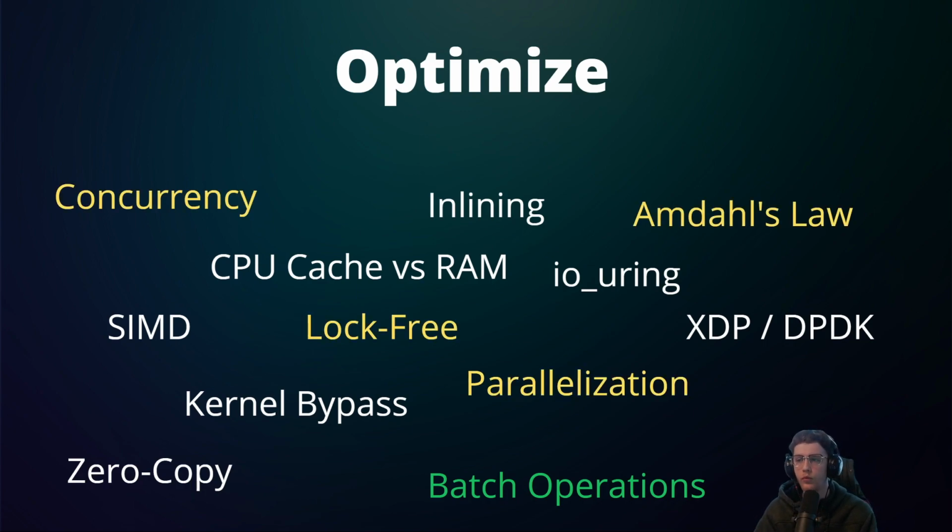Otherwise, we'll want to look at introducing concurrency or parallelism into our code. Concurrency is when two or more tasks can run within overlapping time periods, but parallelism is when multiple tasks run at literally the same time.